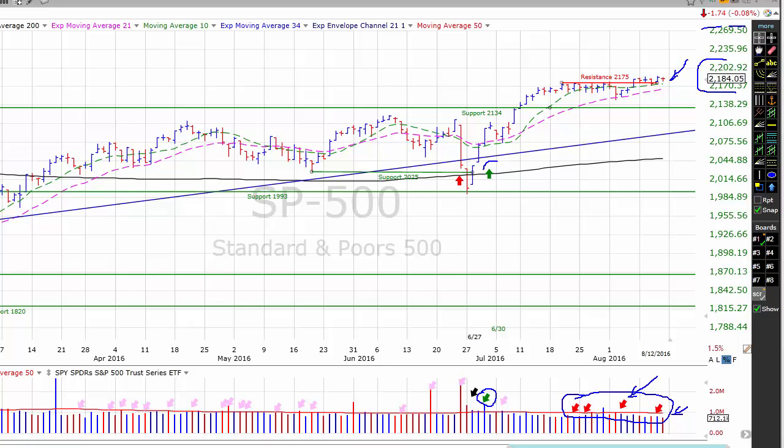Our market timing model is on a buy signal, and right now the S&P is bracketed by support down here in the 2134 area, but more significantly we have resistance up here at 2175. We have been struggling for 3 weeks now with this trading range. Although we've broken above that area of resistance in the 2175 area, we haven't really decisively put it behind us.